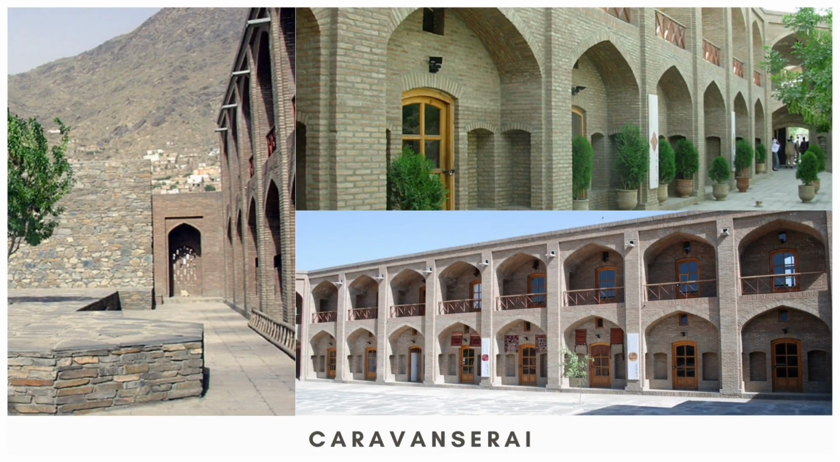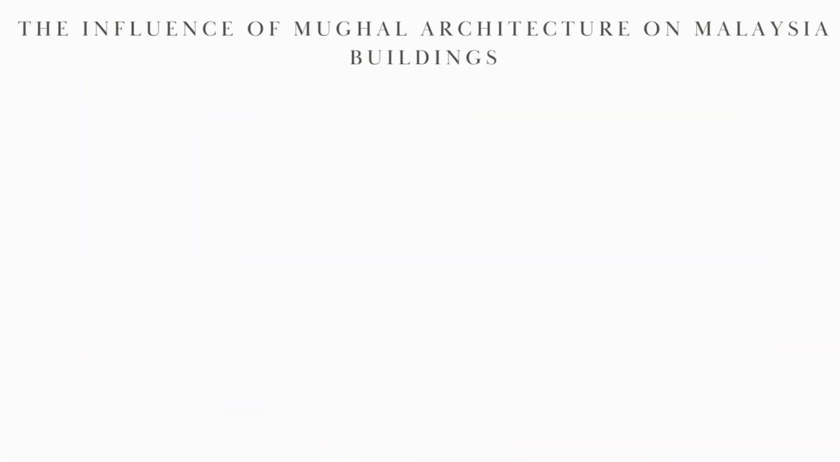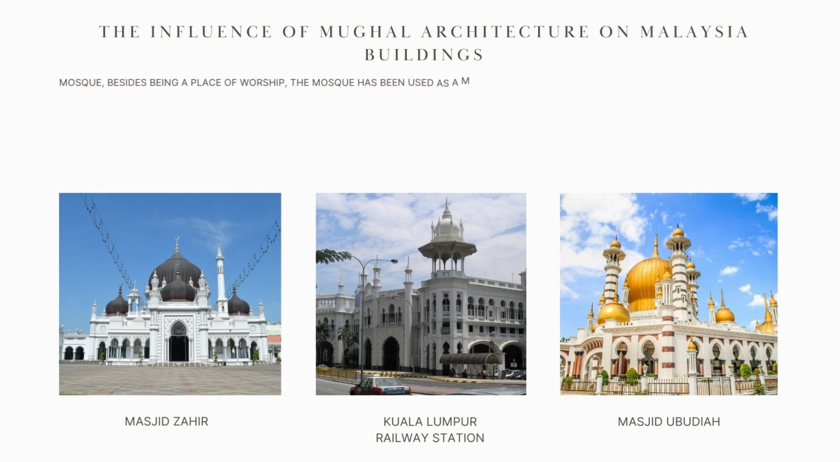Okay, this is the building of the Caravanserai. The influence of Mughal architecture in Malaysian buildings.